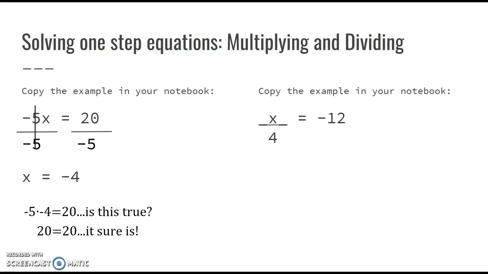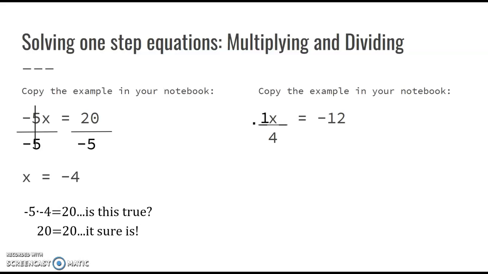Okay. So let's look at the next example and our last example. We have x over 4 is equal to negative 12. Now, remember what we talked about. There is an x there. However, there's also an implied 1. So let's break this down. We've got x over 4. This is a division problem, right? We have a fraction. So what's the opposite of a fraction? Or what's the opposite of division? Multiplication, right? We're going to multiply.